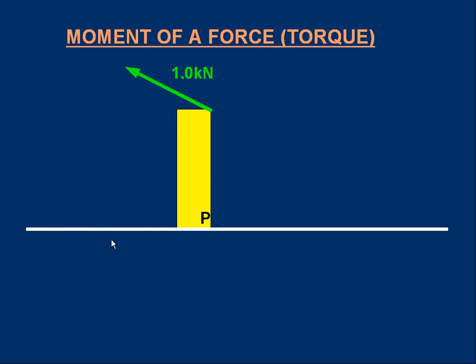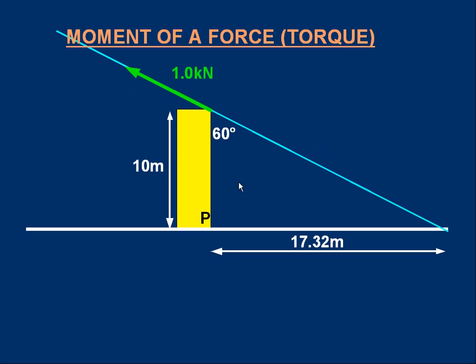And a slightly tricky one to finish with. Let's have a block here. I'll call the bottom right hand corner P. I'll have a 1 kilonewton force now at this angle. Let me give you some values. Let me put the line of action of that force in. I'll tell you the height of the block is 10 meters. I'll tell you this distance is 17.32 meters. I'll tell you this angle is 60 degrees.